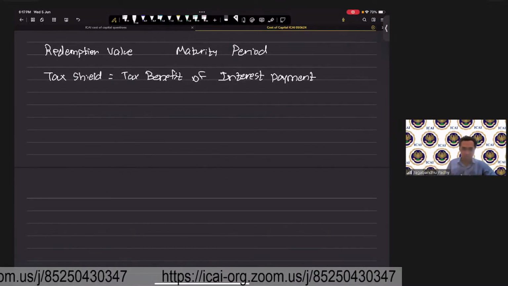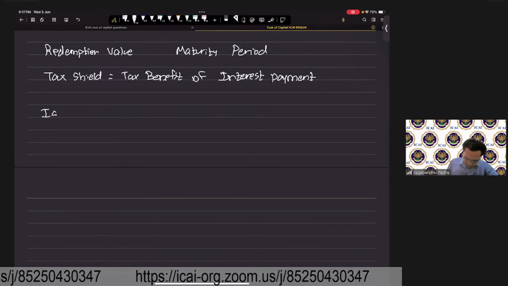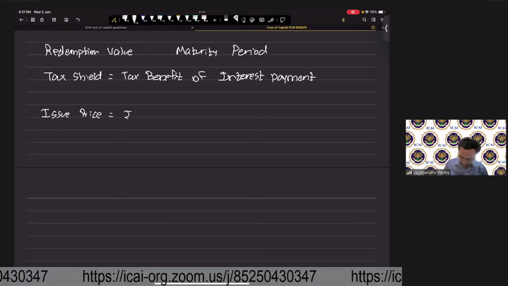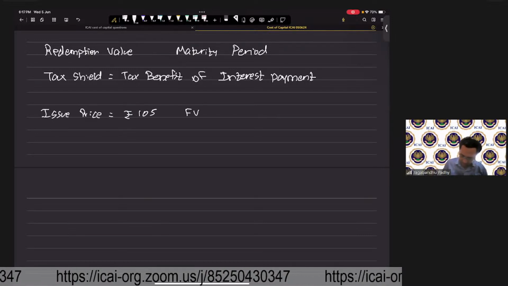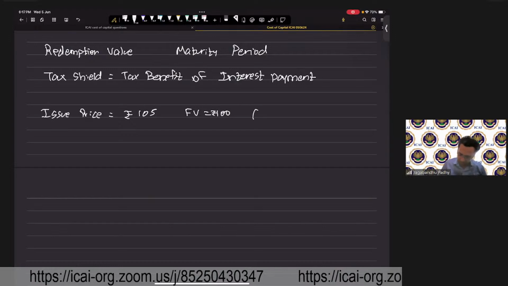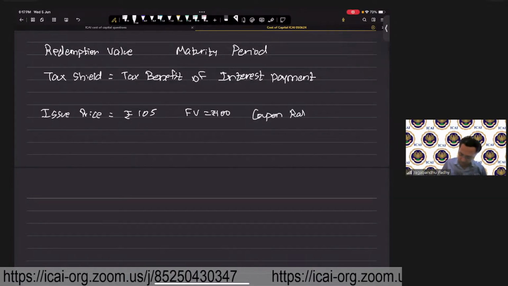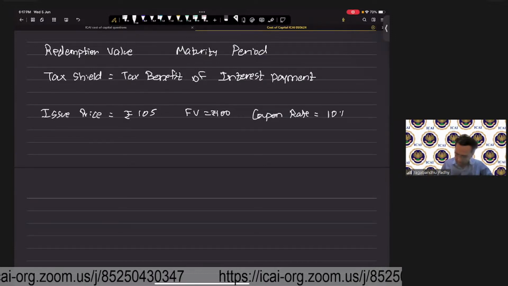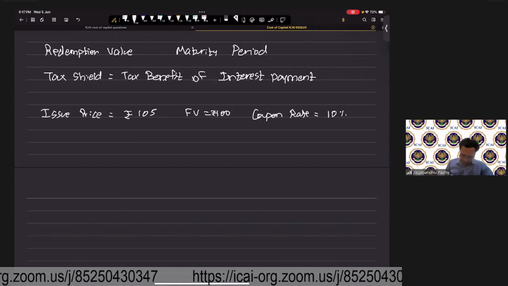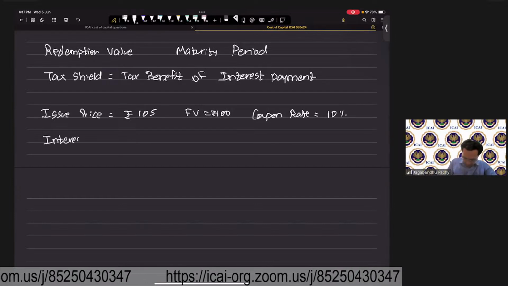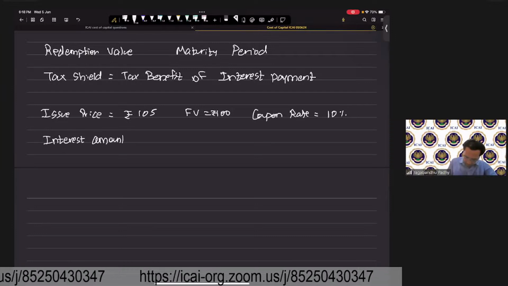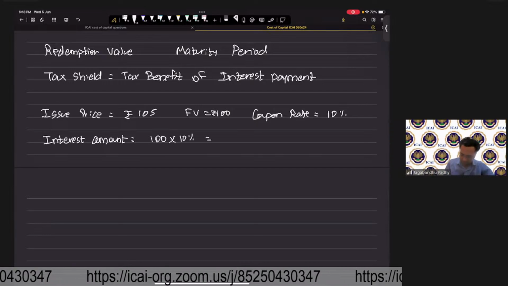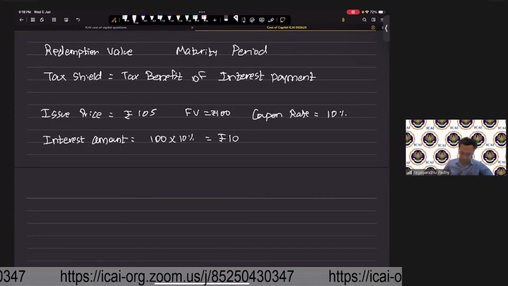Let us say you are going to issue a debenture. Issue price is, let's say, 105, and it has a face value of, suppose, 100 rupees. And the question says that there is a coupon rate of, let's say, 10%. Can you tell me what will be the interest amount? Interest amount will be definitely 100 rupee face value into 10%, which is 10 rupees, right?